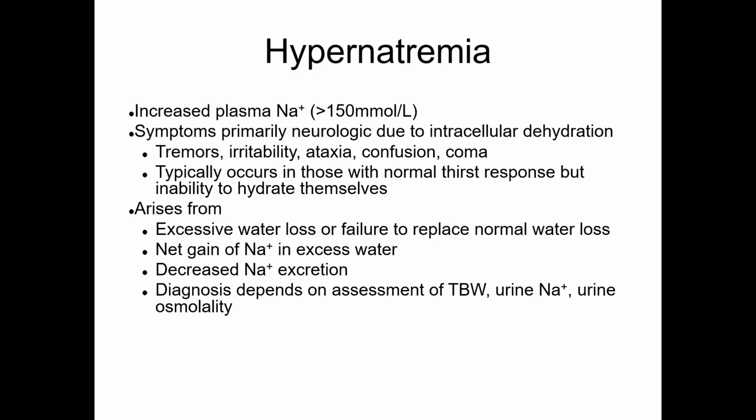So those were hyponatremias, not enough sodium. Now we're going to switch gears and talk about hypernatremia, too much sodium. So we have an increased plasma sodium that's greater than 150 millimoles per liter. Symptoms are primarily neurologic. That's due to intracellular dehydration. It causes tremors, irritability, ataxia, confusion, and coma.